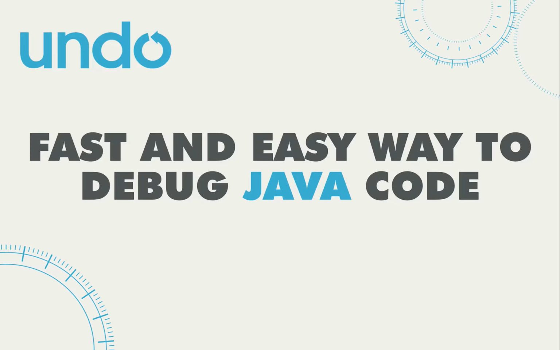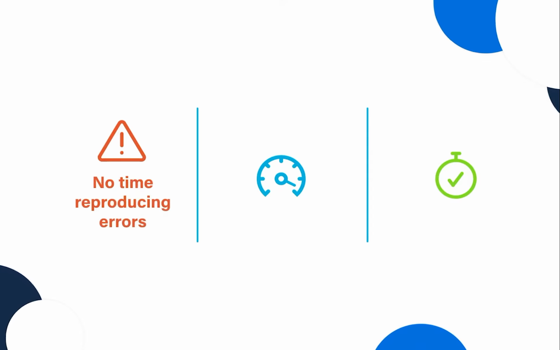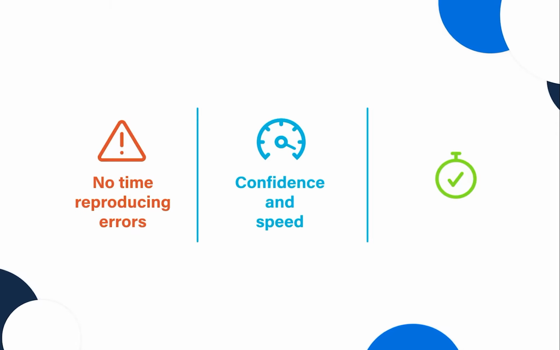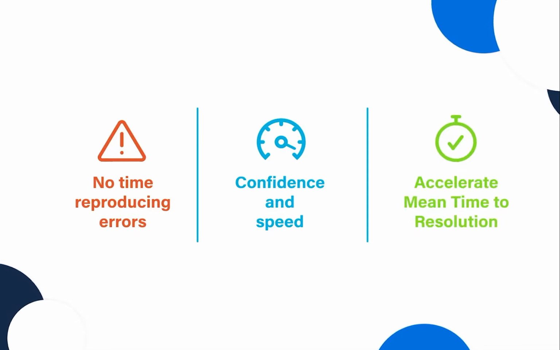Ever hit a bug and the thread that caused it is already gone? In this video, you'll learn a faster and easier way to debug Java code than what you're used to. So no more time spent reproducing bugs. You can see exactly what happened across every thread and get to the root cause much faster.